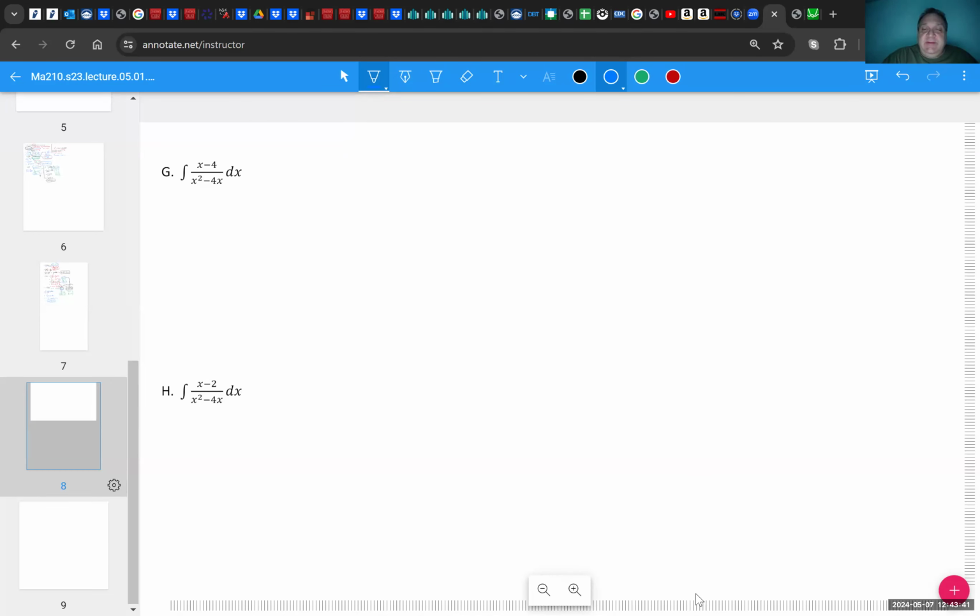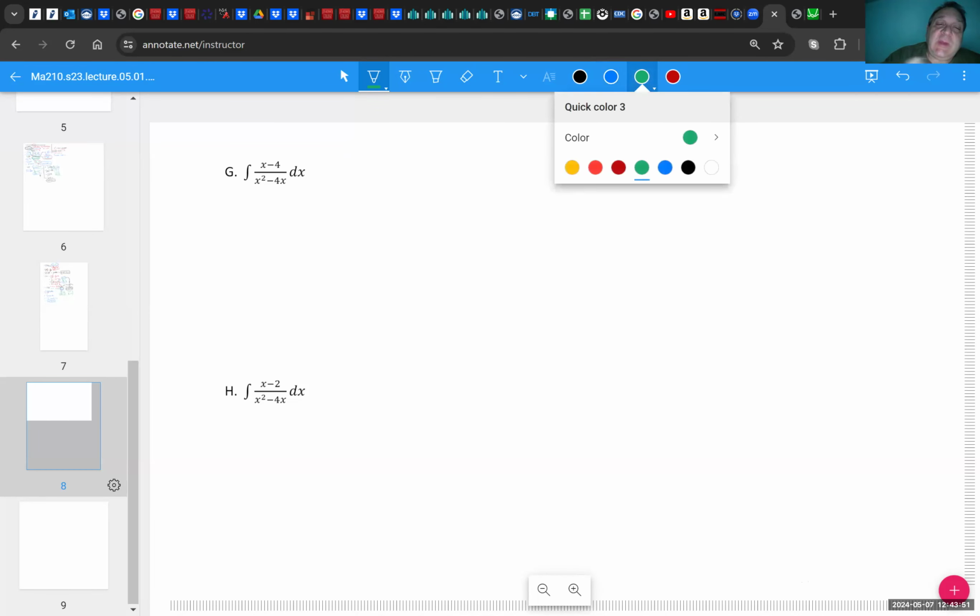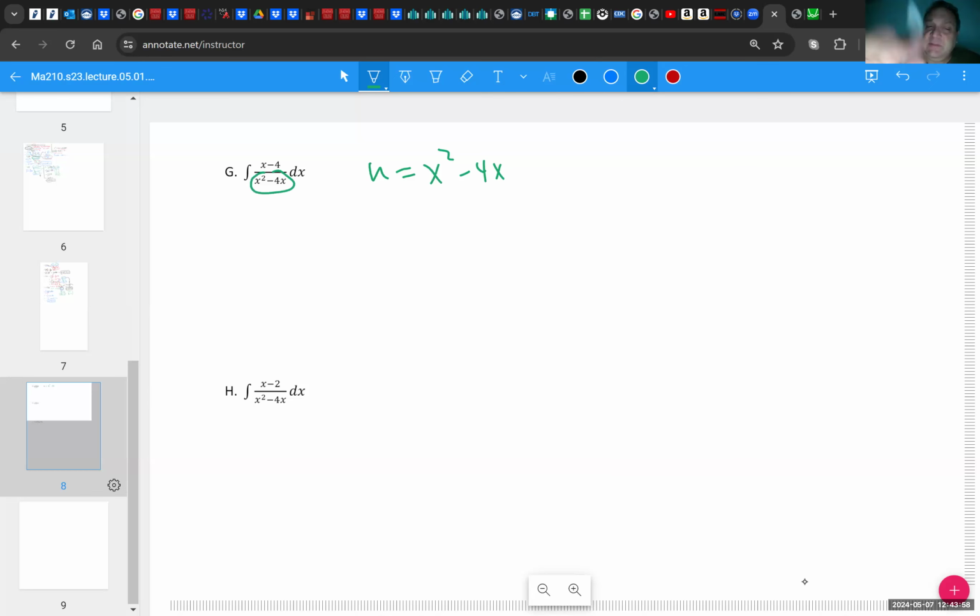Again, you can pause these and see if things can work out for you. G is maybe a little tricky one. So a good guess for a substitution might be u is equal to x squared minus 4x. That's the bottom part. Bottom parts are nice to get rid of because of the fraction. So if we get rid of that, it's nice. I'm going to have to calculate for dx as well. So I get dx is equal to du divided by 2x minus 4.